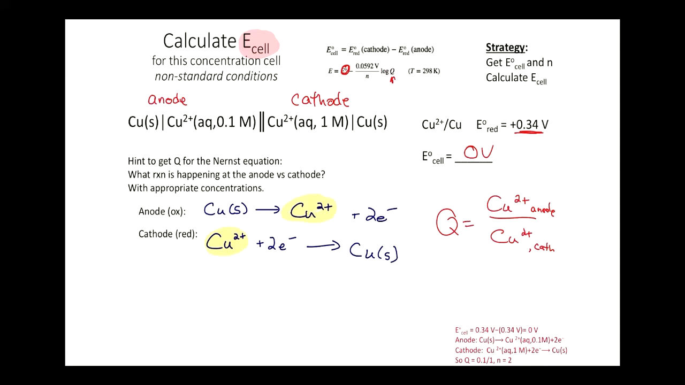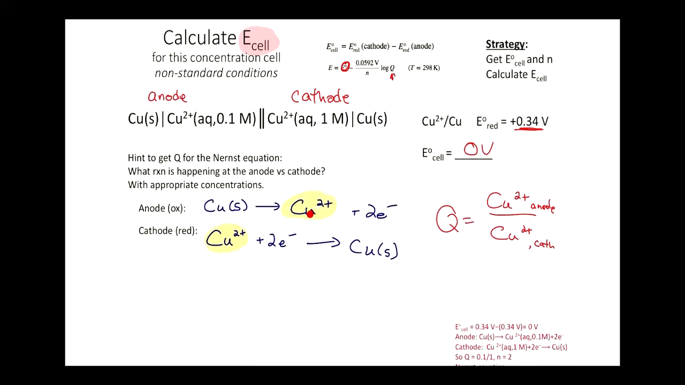This is a little bit tricky, to figure out what goes on the top and what goes on the bottom if I don't give you a full-blown balanced chemical reaction. Do you see how I got that? By writing out the 2 half reactions. Here's my oxidation reaction, copper 2+ is a product. Here's my reduction reaction, copper 2+ is a reactant. So when we actually calculate Q, what concentration is going to go on the top? 0.1 or 1? It's going to be 0.1, because that is your anode concentration. So 0.1 over 1, which means Q is 0.1.